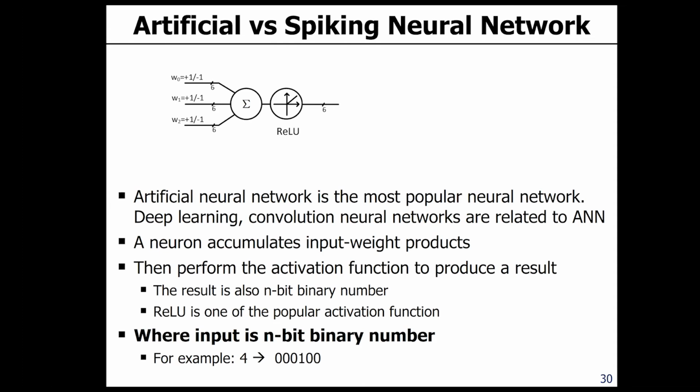It has multiple inputs, and these input values are accumulated, and then they perform some function. So this is a simple mathematical operation. In digital hardware design, they perform this computation all based on 2's complement binary numbers, so n-bit binary numbers. For example, if I want to represent 4, if you remember your basic class, it will be 0, 0, 0, 1, 0, 0, right? So they are based on this number representation, and they just perform the additions and multiplications and so forth. So that's the artificial neural network.